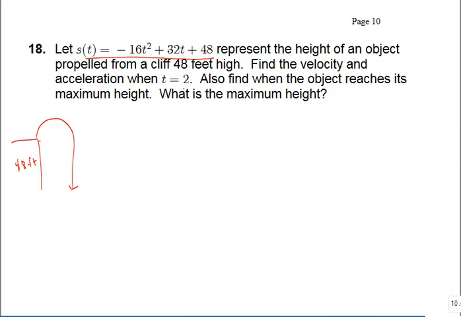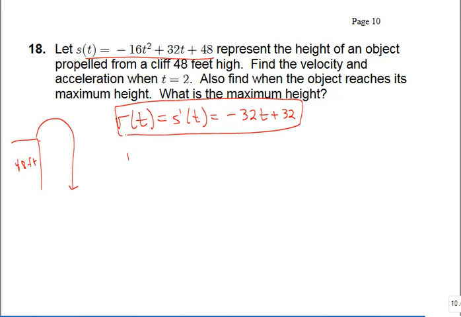So if we want to find a velocity and acceleration, we better find the velocity function and the acceleration function first. So velocity, remember, that is one derivative of position. So if this is my position function right here, let's find the derivative of it. When I bring this 2 down and multiply it by negative 16, that becomes negative 32t. And then the derivative of 32t in the middle just becomes 32, and the 48 on the end goes to 0. So there's our velocity function.